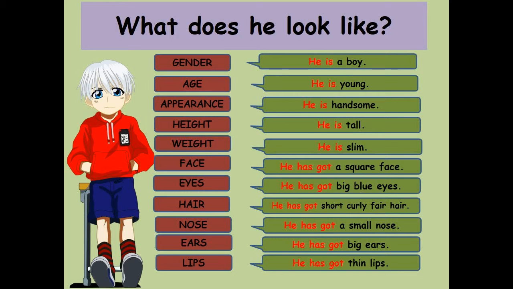Or we can talk about his face, and say he has got a square face. Or we can talk about his eyes, and say he has got big blue eyes. Or we can talk about his hair, and say he has got short curly fair hair. Also, if we talk about his nose, we can say he has got a small nose. And, if we talk about his ears, we can say he has got big ears. And finally, if we talk about his lips, we can say he has got thin lips.